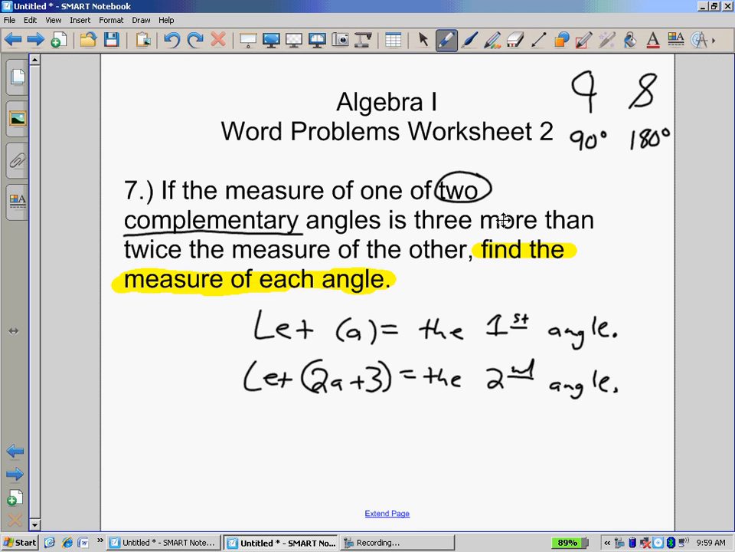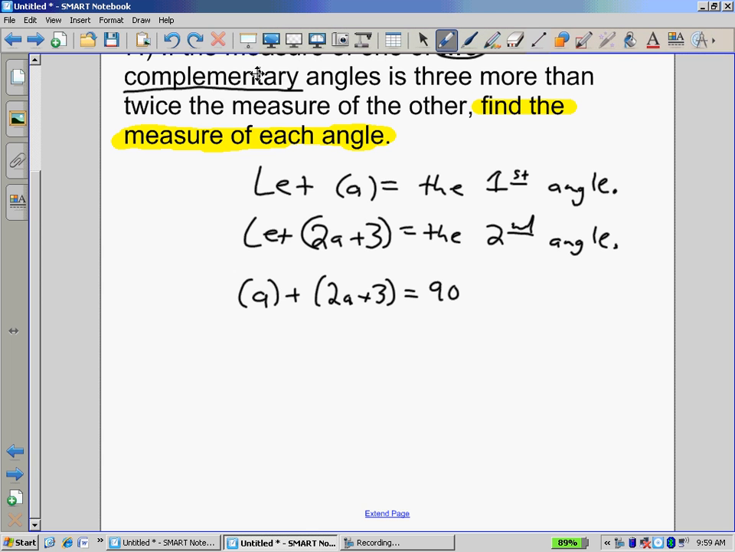This is a classic problem where you're going to have some prior knowledge. You're going to have to know what complementary angles are before you move into the problem so that the problem will make sense. So 90 degrees, 180 degrees. In this case, complementary means that these two will add up to 90 degrees because they're complementary. So A plus 2A plus 3 equals 90. How do I know that? Because they are complementary.